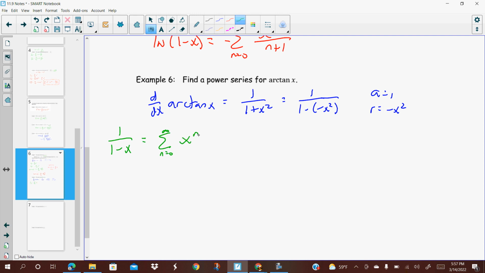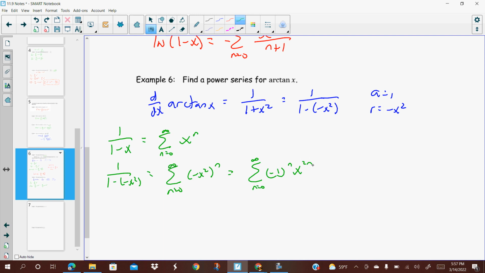We'll replace x with negative x squared. So 1 over 1 minus negative x squared. Replace x with x squared in your sum. So you get negative x squared to the n. Again, probably best to go ahead and rewrite that, especially now that we're taking derivatives and antiderivatives. It's going to help. That'll be negative 1 to the n, x to the 2n. So that is 1 over 1 plus x squared.